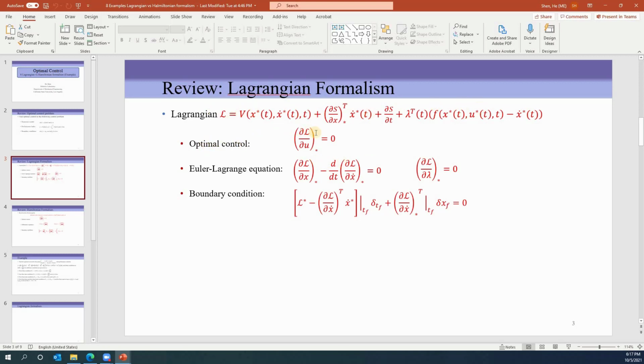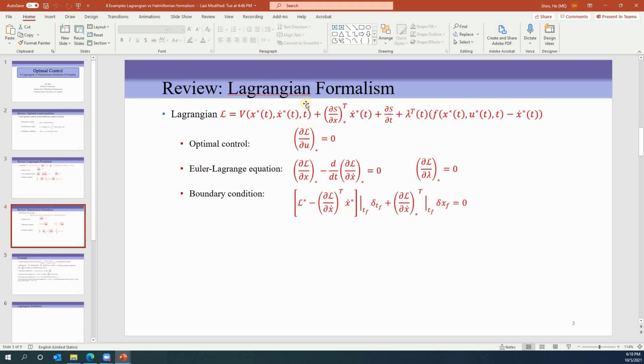And optimal control is solved by letting partial L, partial u is equal to 0. You can solve for the optimal control. The 2 differential equations we have: one is partial L over partial x minus d/dt of partial L over partial x dot is equal to 0. And the other one is partial L over partial lambda is equal to 0, and this is the same as the dynamics. The boundary condition is given in this uniform form, and depends on whether tf is fixed or not, and whether xf is fixed or not. You have different combinations.